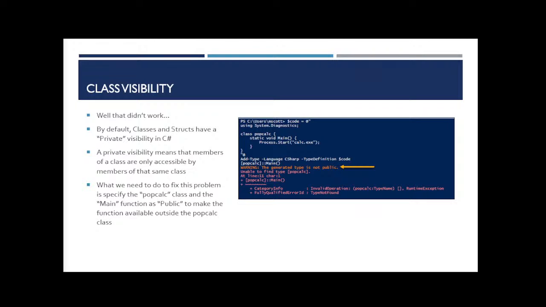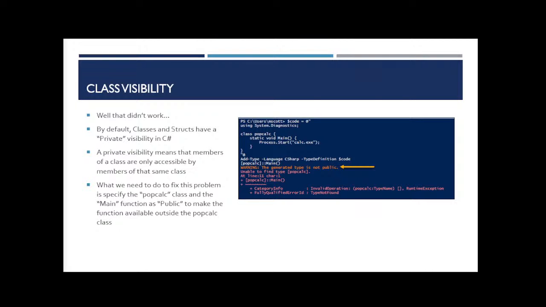So it didn't work. The reason it didn't work is because we have generated code that is not public. Now we're diving into what's called class visibility. By default, classes in C# code are private. We need to set them as public. If a class is private, that means that only code within the same class can access it.